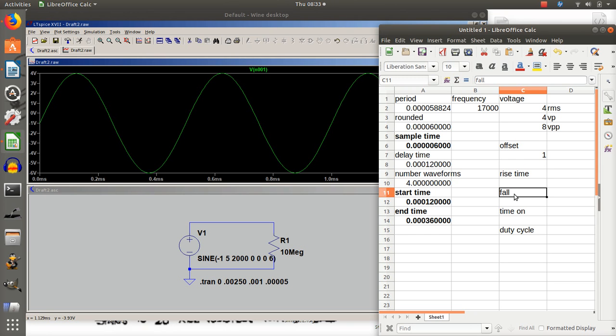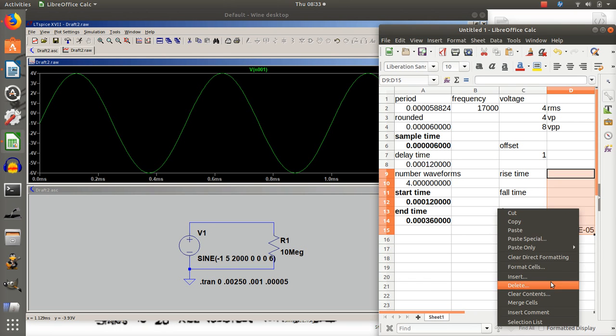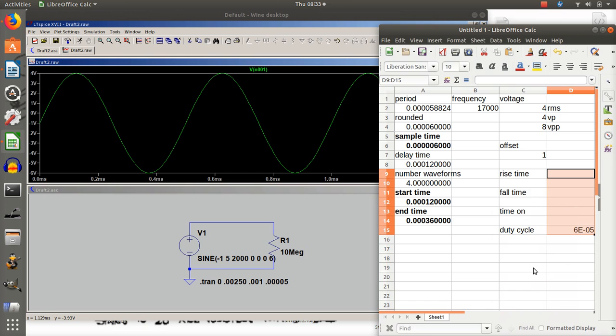And basically what we're doing is we're going to build this square wave. So let's look at this. So my duty cycle, or my entire time, is this 0.000, 4 zeros and a 6. 1, 2, 3, 4, 6. And of course it's going to change it. So let's go in there and format those cells so we can see it in time.